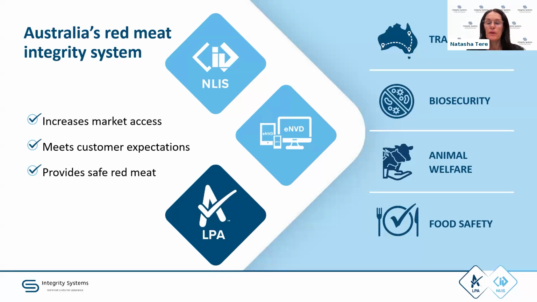So look, PIC reconciliations form an important part of the Australian red meat integrity system. It underpins traceability, biosecurity, animal welfare and food safety. So that system includes the NLIS database, which we'll talk about doing PIC reconciliations on today, the NVD and eNVD, and the LPA program that sets up the assurance and market access that we require going forward.